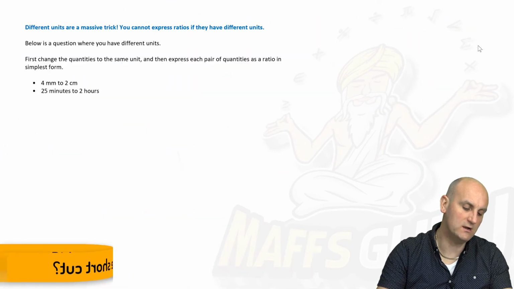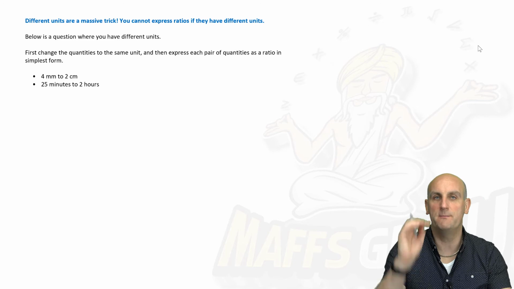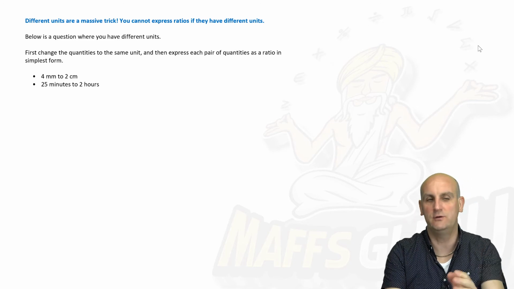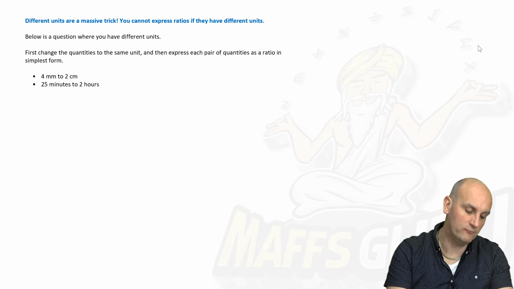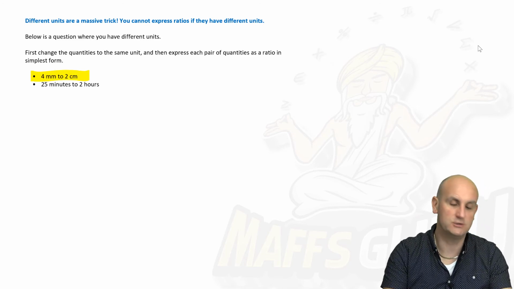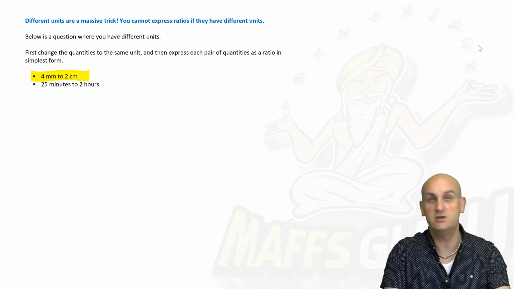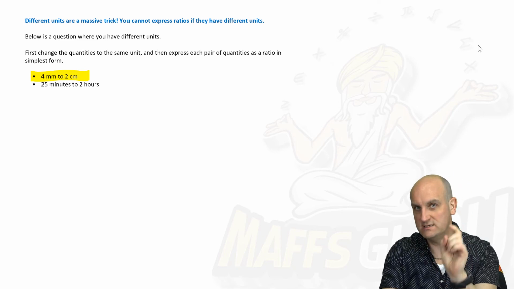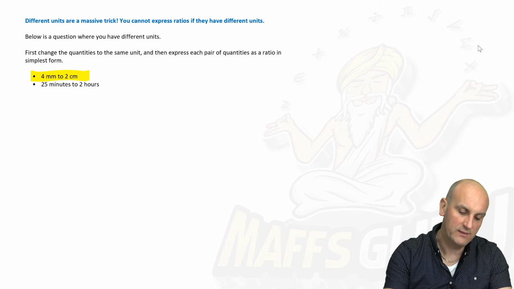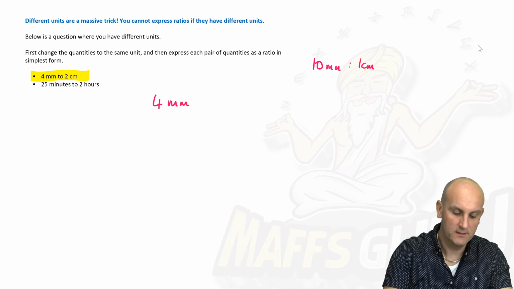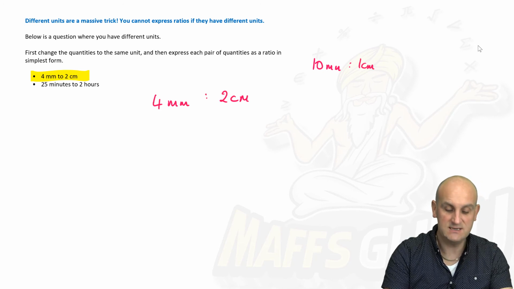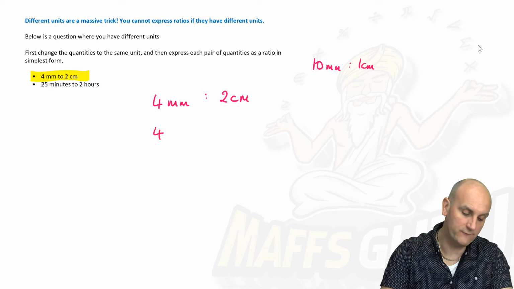Now, different units are a massive trick. We're going to do this. Remember, maths is tricking you. Yes, it's nice that we know you can do the maths, but we're absolutely going to trick you if we can. Now, what do you notice here? Ratio of 4 millimeters to 2 centimeters. Now, when we have ratios, you always try and make it the smallest value first. And if you remember, there are 10 millimeters in 1 centimeter. So if I've got 4 millimeters, colon, 2 centimeters, they are different units. So I'm now going to write 4 millimeters to 20 millimeters.